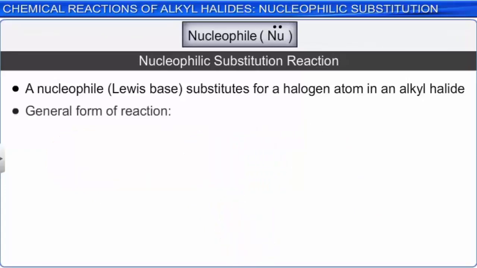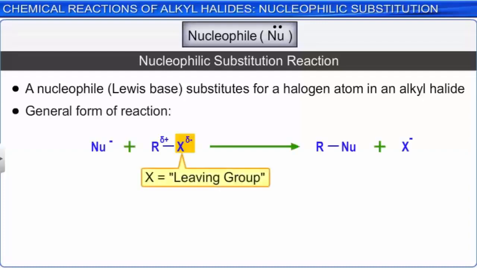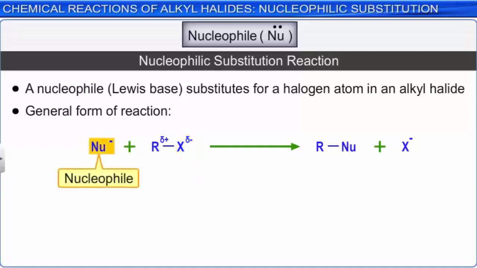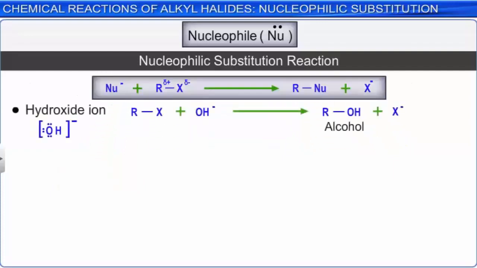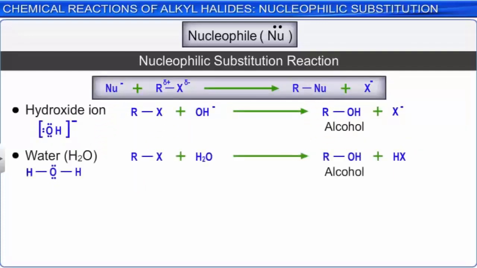Here is the general form of the reaction. The halogen is referred to as the leaving group because it leaves the alkyl halide when the nucleophile reacts. Since the substitution reaction is initiated by a nucleophile, it is called a nucleophilic substitution reaction. Common nucleophiles include the hydroxide ion and water, both of which react with alkyl halides to make alcohols.